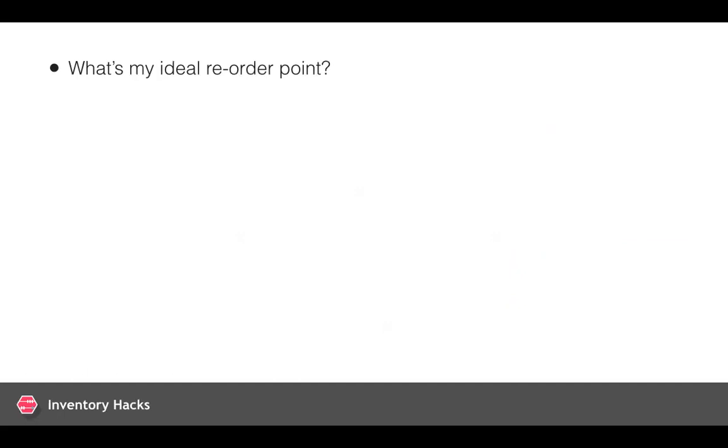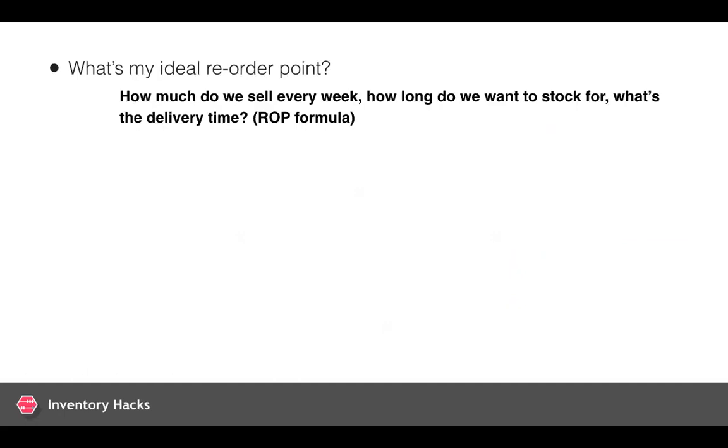And this is done simply by working out how long we wanted to keep inventory for, how much we usually sell in that period of time, and then how long it takes to receive new orders. You just have to follow a simple reorder point formula. That's it. It's super simple.